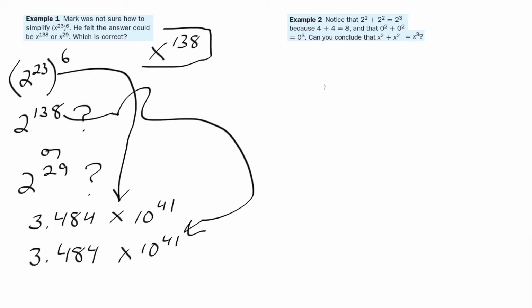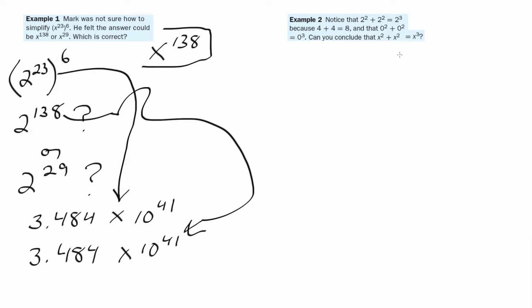Example 2, take a look at this problem and you'll notice that 2 squared plus 2 squared equals 2 cubed, because 4 plus 4 equals 8 and 2 cubed equals 8, and that 0 squared plus 0 squared equals 0 cubed. Can you conclude that x squared plus x squared equals x cubed?